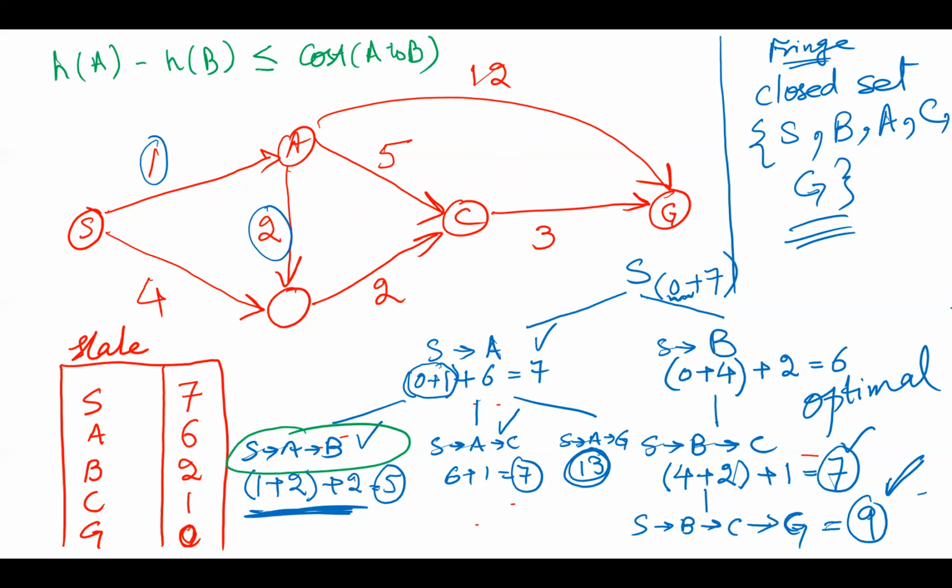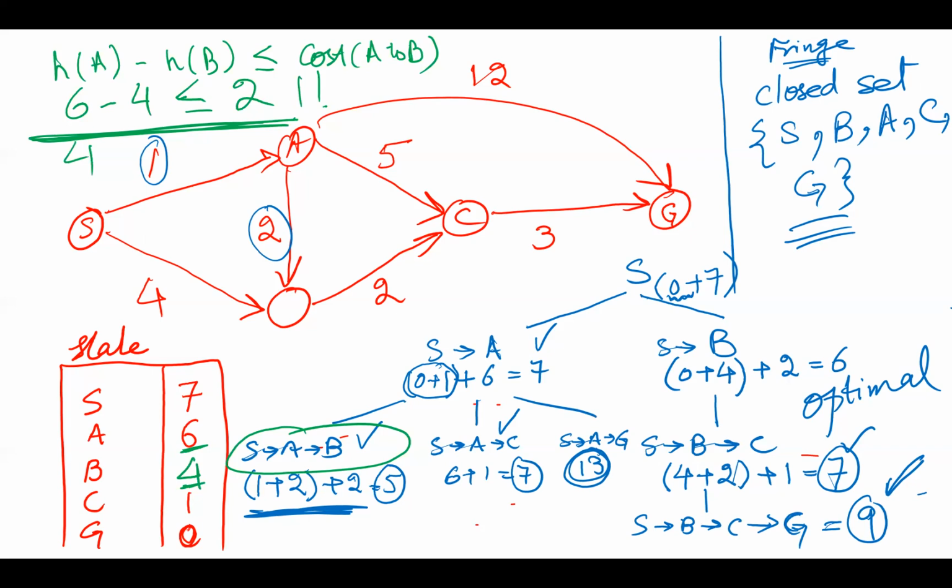So h of A, what is h of A? 6. And what is h of B? 2. And what is the cost from A to B? 2. Uh-oh, we found a violation, right? So how can we correct it? Let's change h of A from 6 to 4. No, let's change h of B from 6 to 4. 6, 4, right? All right, great.